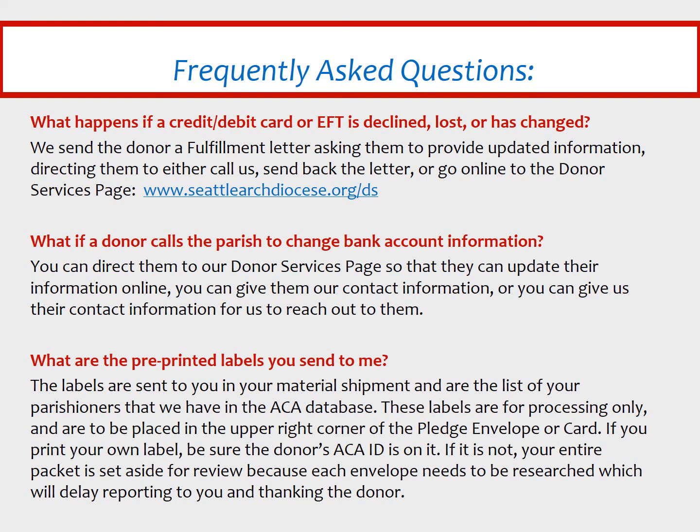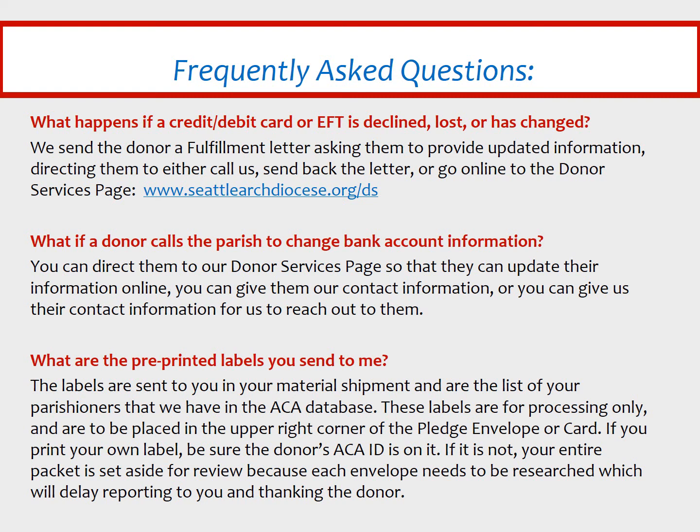You can give them our contact information, or you can give us their contact information for us to reach out to them. What are the pre-printed labels you send to me? The labels are sent to you in your material shipment and are the list of your parishioners that we have in the ACA database. These labels are for processing only and are to be placed in the upper right corner of the pledge envelope or card.